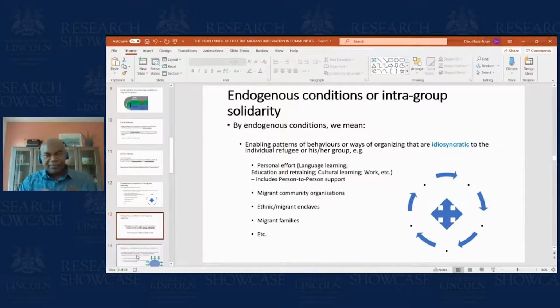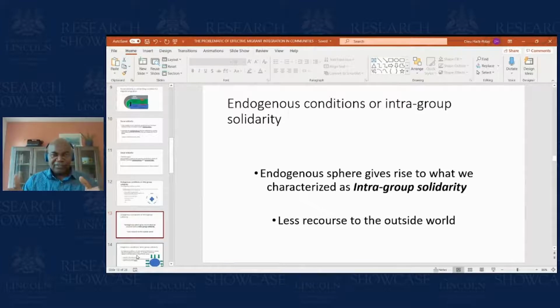We also have endogenous conditions, or what I called earlier intra-group solidarity. So those are, as I said, the endogenous sphere, which gives rise to what we characterized earlier as intra-group solidarity. So in this particular framework, the migrants don't draw too much or sufficiently from the outside world. They tend to be content in their group, support one another.